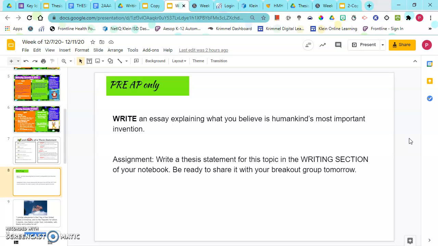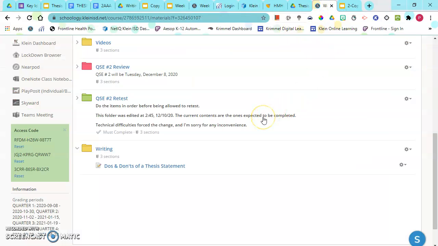The last thing that I've shared with students today is that in Schoology at the bottom of the December 7th folder is the QSE number 2 retest information. Okay, you can access that information there. I did have to make an edit to it late in the day today because we experienced some technical problems. So please feel free to ask questions, email me, and I will talk about it again on Friday in class.